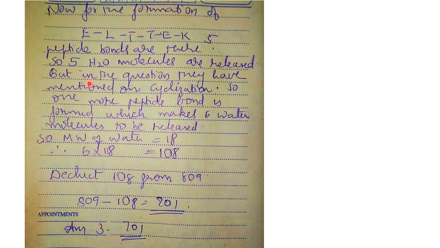But in the question they have mentioned cyclization. So one more peptide bond is formed, which makes 6 water molecules to be released. So the molecular weight of water will be 18. So 6 into 18 will give you 108. Now subtract 108 from 809, you get 701. So the answer is option 3, that is 701.